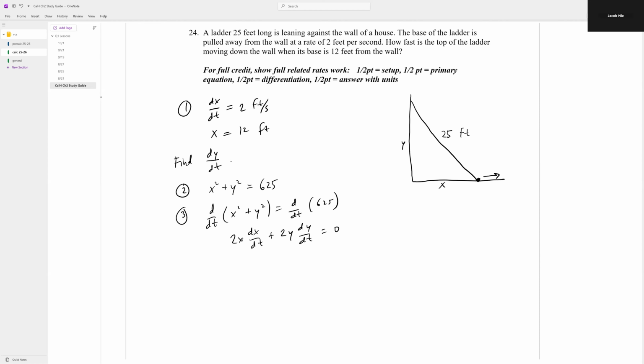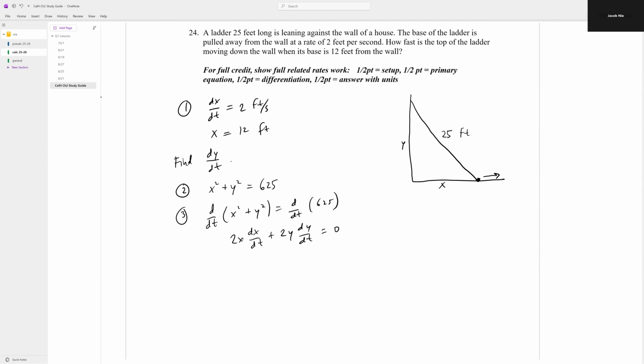And now what are we looking for? We're looking for dy/dt. Okay, so we know x. We also know dx/dt here. But the problem is we don't know y. Now, the good news is that it's very easy to find because we know x and y we can find simply using the Pythagorean equation here.